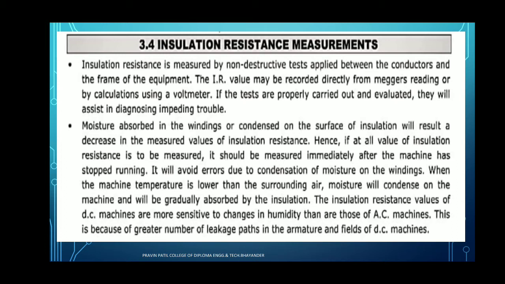The insulation resistance value of DC machines is more sensitive to changes in the humidity than that required in AC machines. This is because of the greater number of leakage paths in the armature and the field of the DC machine. So, the insulation resistance is an essential thing for the electrical apparatus as well as the electrical machine.